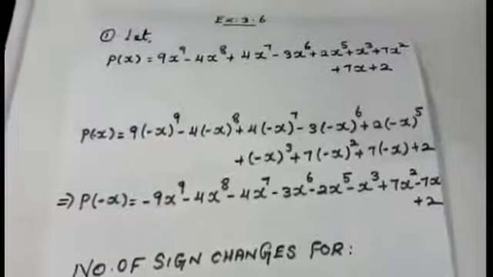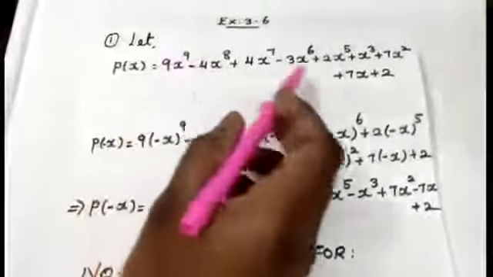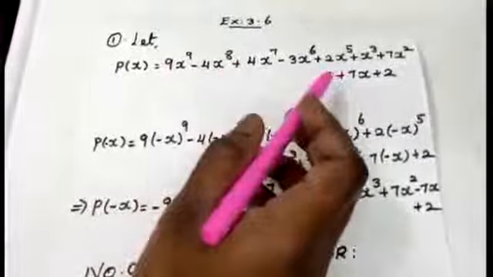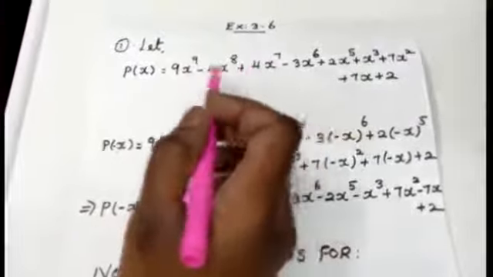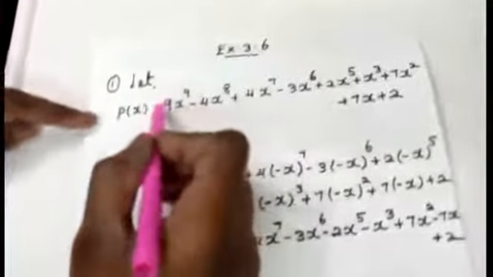We are going to discuss the maximum possible number of positive and negative roots of the following polynomial equation. Now we are going to do the first sum. Let us see the sum now. Exercise 3.6, first sum. This is the question given here. What I'm going to do is, I'm not going to look at the numbers, students.